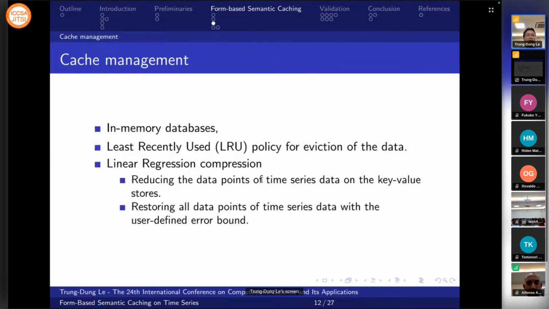With the cache management, we use an in-memory database. The policy we use is least recently used for eviction of the data. And with the model, we use a linear regression compression. It will reduce the data points of time series data in the key-value store, and we can restore all the data points of the time series data within the user-defined error bound.